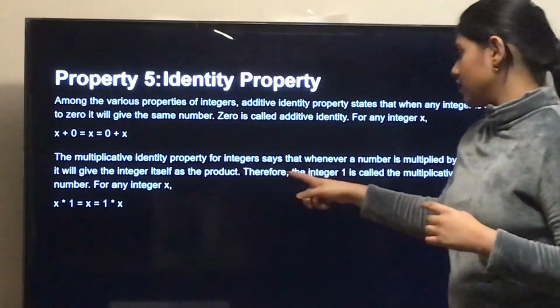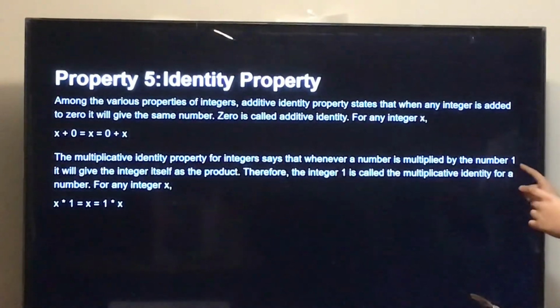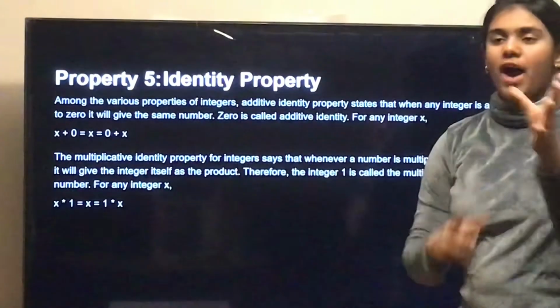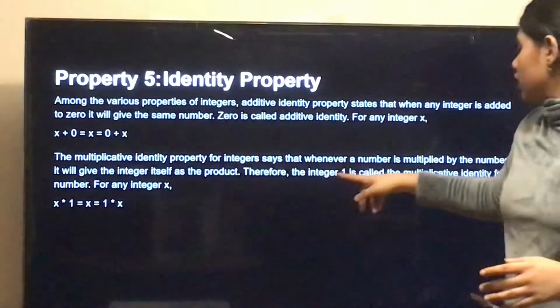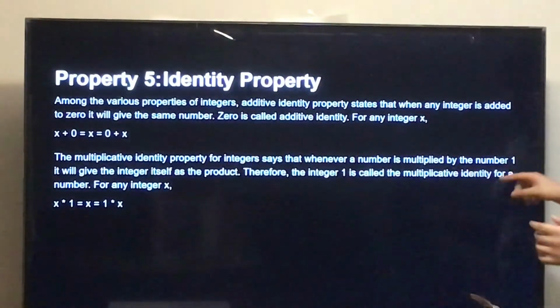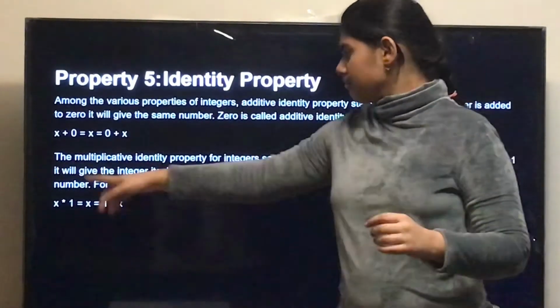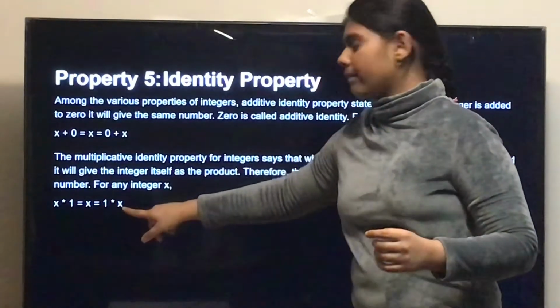The multiplicative identity property for integers says that whenever a number is multiplied by the number 1, it will give the integer itself. So 5 multiplied by 1 is 5. That's an example. And therefore the integer 1 is called the multiplicative identity for a number. For any integer x, x multiplied by 1 is equal to x, equal to 1 multiplied by x.